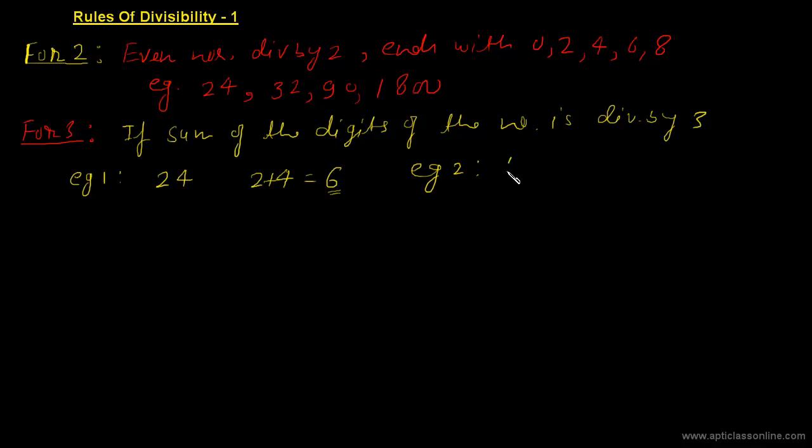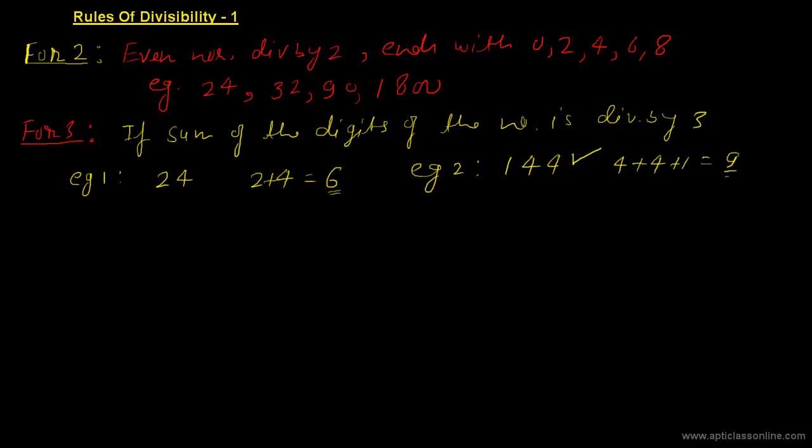Similarly, 144, let's see whether 144 is divisible by 3 or not. Sum of the digits of this number, that is 4 plus 4 plus 1, that is 9. Since 9 is divisible by 3, 144 will also be divisible by 3.